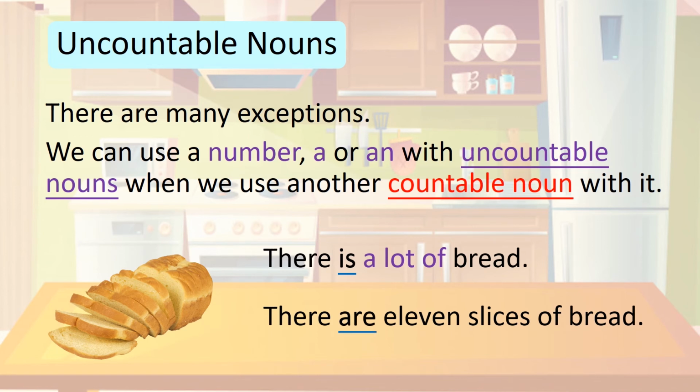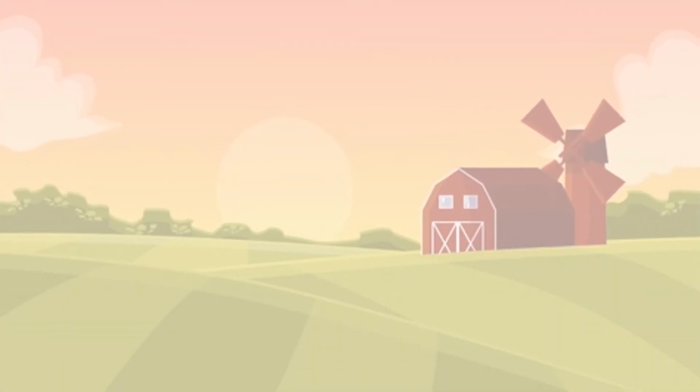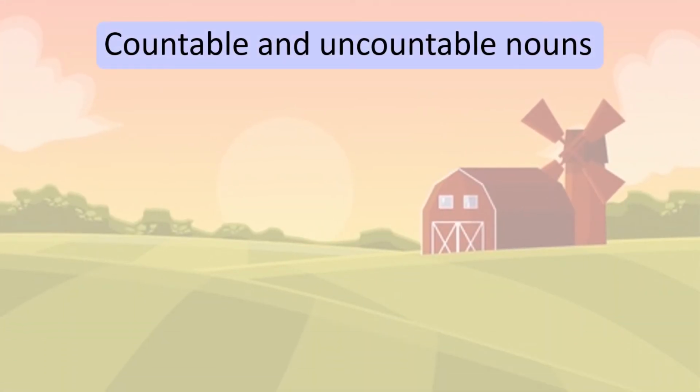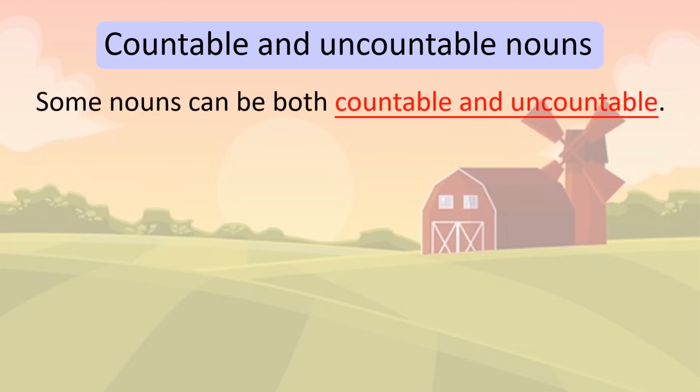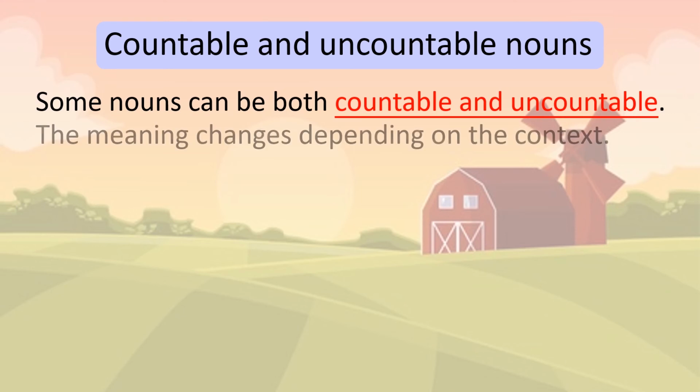The last thing you need to know is there are nouns that are countable and uncountable. This can become a little more confusing, but it will make sense when we look at some examples. Some nouns can be both countable and uncountable. The meaning changes depending on the context. Let's look at an example.